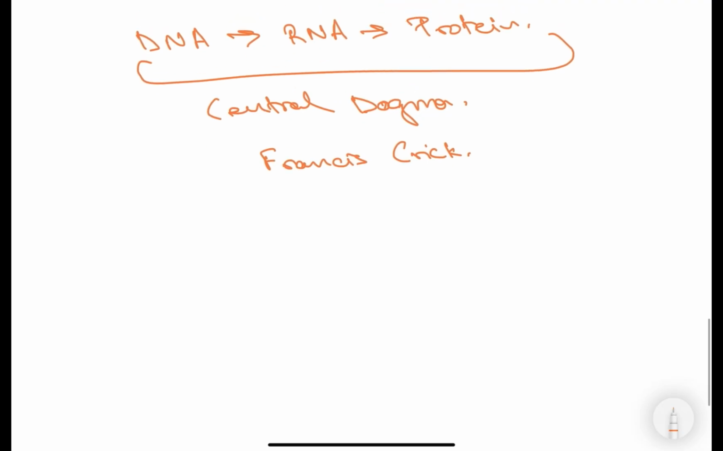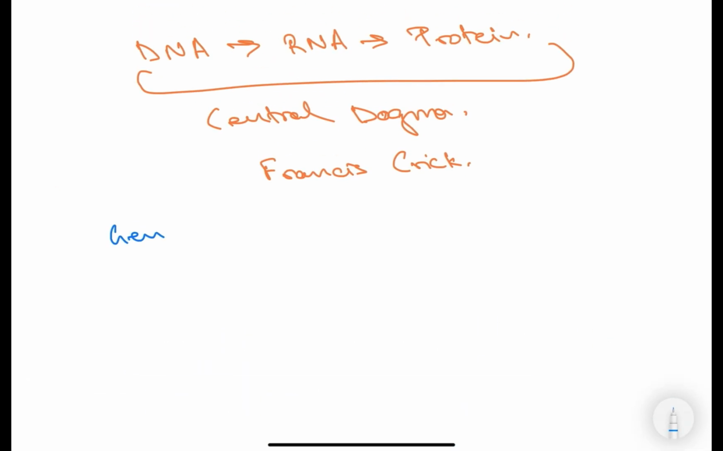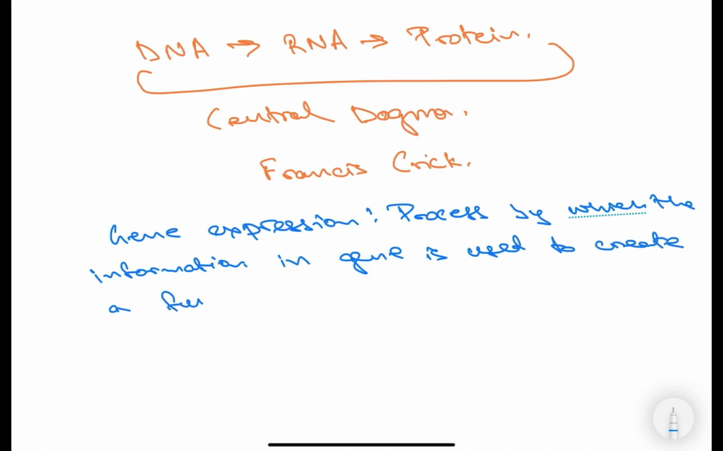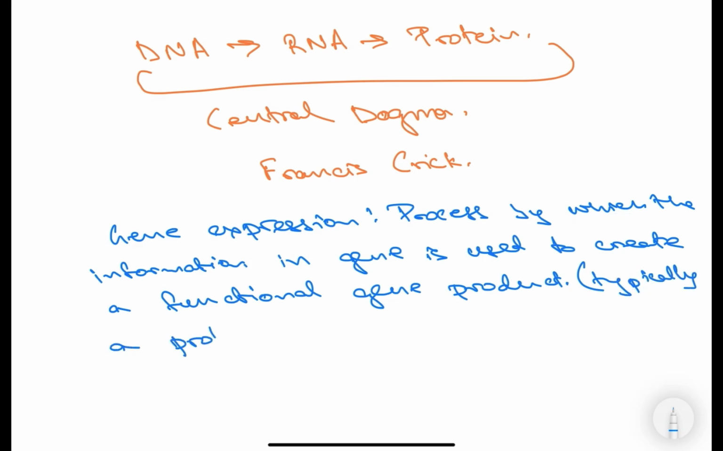So to summarize what is gene expression, we can say that gene expression is the process by which the information in a gene is used to create a functional gene product, like we can write in bracket, typically a protein or non-coding RNA molecule.